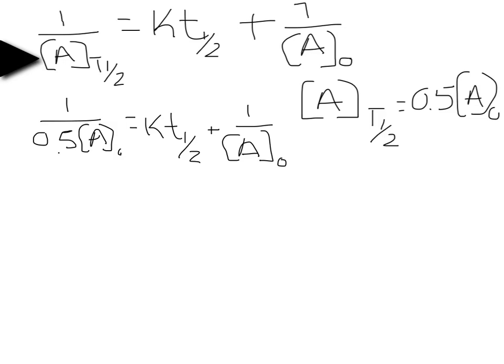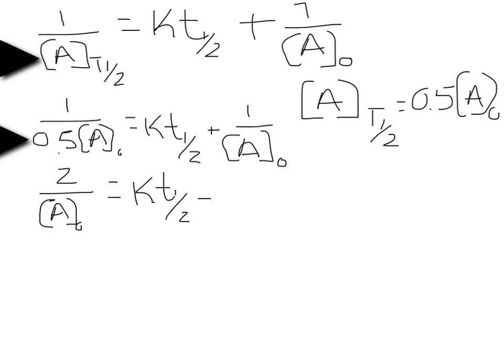Well, now I want to simplify this down as much as possible. 1 over 0.5 would just be 2. So let's simplify this: 2 over the original concentration of A equals K times the half-life plus 1 over the original concentration of A. Again, my goal is to find what half-life would equal. So half-life is going to equal some variables, and that's what we want to get to.